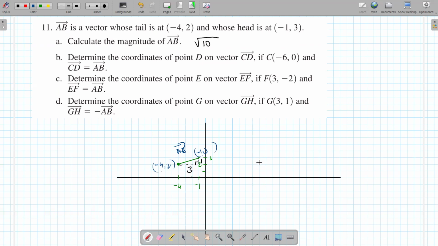All right, so now this is complicated. It's honestly not that complicated. You just have to follow the pattern. It looks complicated though. C is -6 and 0, so we're right here. This is -6, and that's our C vector. That's the tail. But now we need to find a vector D. What would that be?